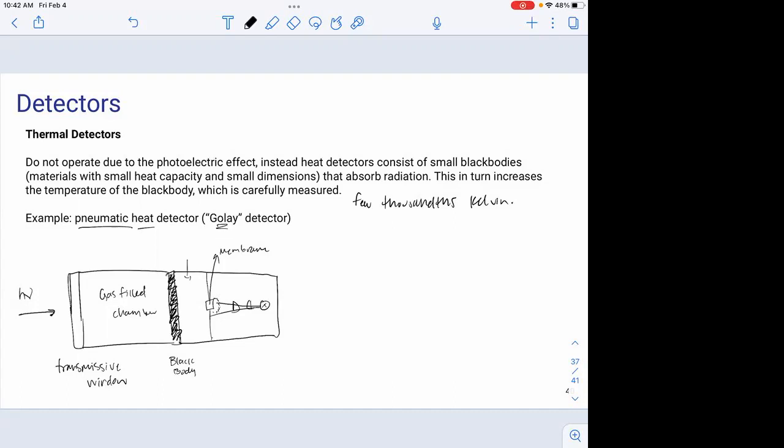The idea here is that it's very sensitive. The con here is that it is very slow. So if you have a consistent signal, this is going to be great for you. If you don't, this might not be the detector for your application.